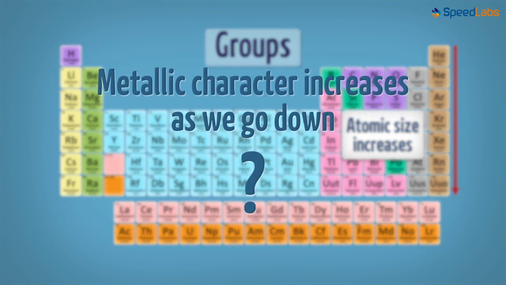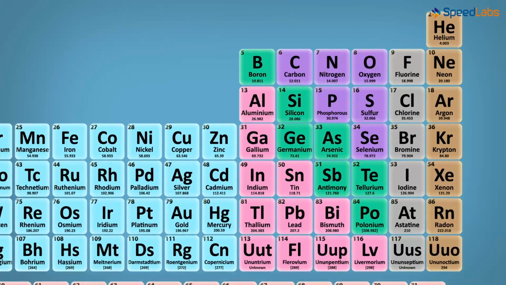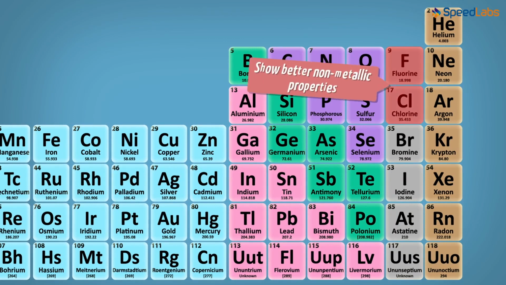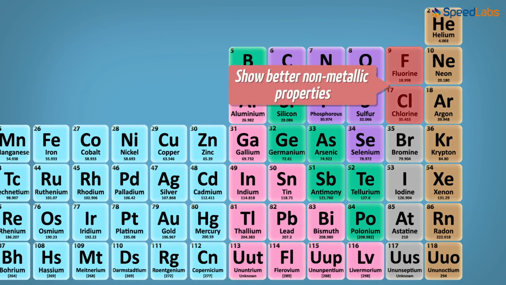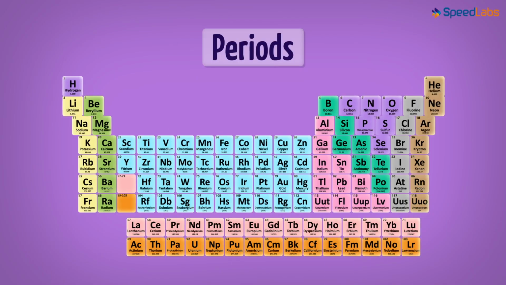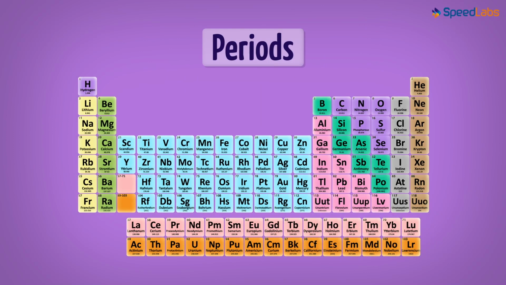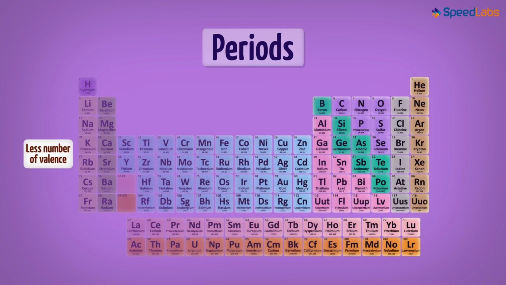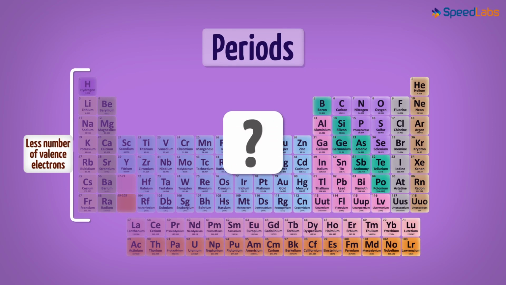So, can we say that the metallic character increases as we go down the group? Yes. When we take a look at the top, fluorine, chlorine show better non-metallic properties, whereas when we move down, the metallic characters increase. Now let's check the case of periods as well. In this, elements towards left are those having less number of valence electrons. So will they lose electrons easily? Yes, hence they present metallic characters.